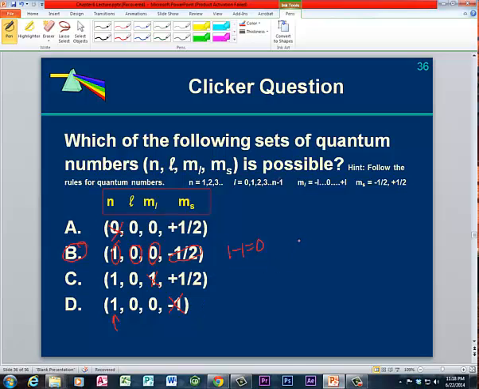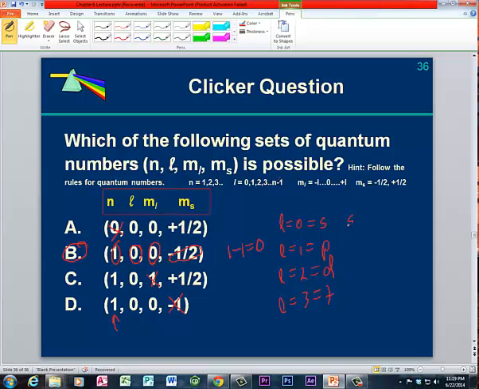So hopefully that will help you work through that kind of problem. All you have to do is follow the quantum rules. I want you to remember that l equals 0 is an s orbital. l equals 1 is a p orbital. l equals 2 is a d orbital. l equals 3 is an f orbital.